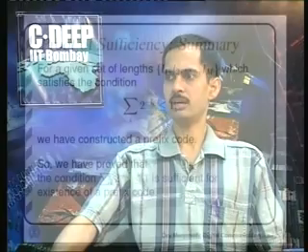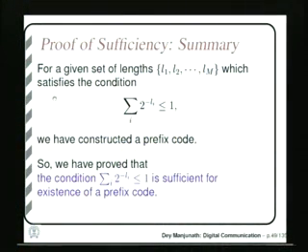So, this will give us some construction of a prefix code. What we have done is, to prove the sufficiency, we have taken a set of lengths which satisfies this condition, and if it satisfies this condition, then we have shown that there is a prefix code with these lengths by construction. So, we have proved that this condition is sufficient for existence of a prefix code.